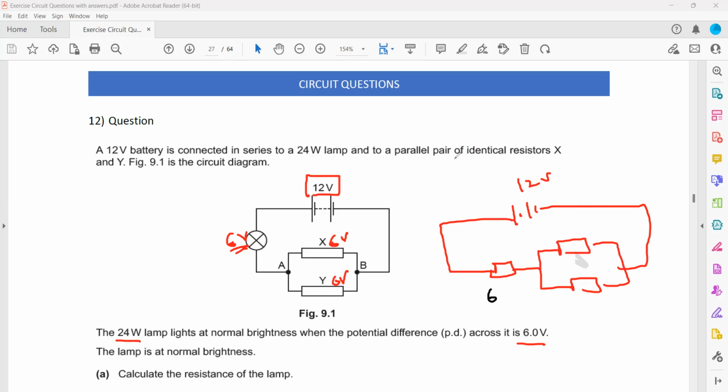What if there is 8 volts here? So how much voltage will be there? 4 volts and 4 volts. The total voltage will divide between the components in series, but in parallel it will be the same.